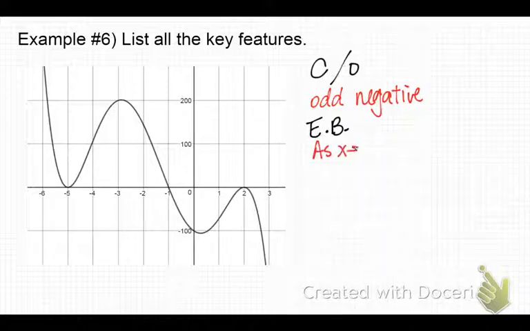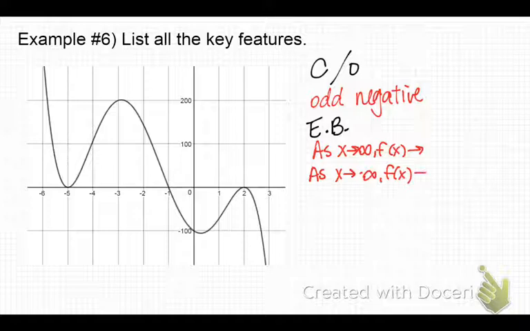As x goes to infinity, where does f of x go? And x goes to negative infinity, where does f of x go? So as I move to the right, where does y go? Down to negative infinity. And as I move to the left, where does y go? Up to positive infinity. Okay. Is end behavior getting a little bit easier? I know that one's normally the most difficult one.